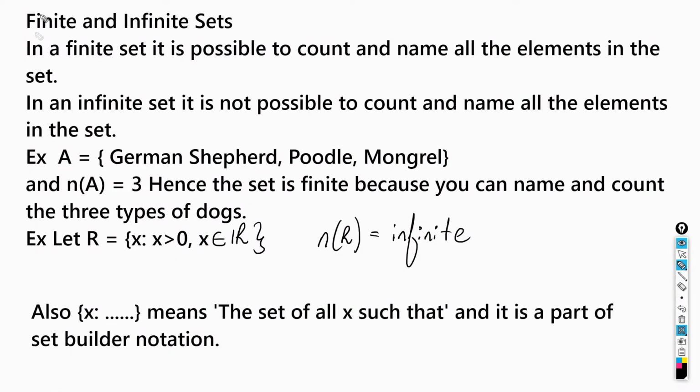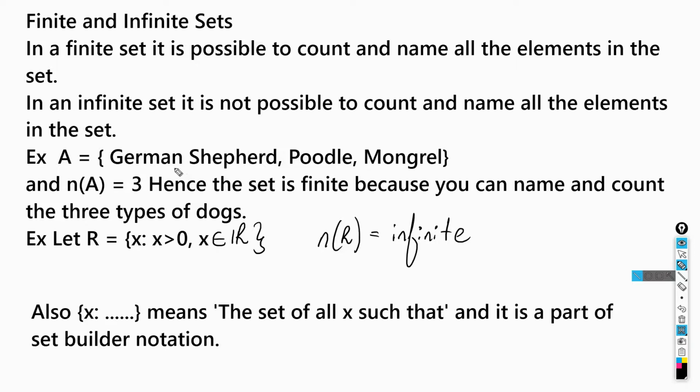Hey guys, what's up? So today we're going to be looking at finite and infinite sets. It says in a finite set it is possible to count and name all the elements in the set. And in an infinite set it is not possible to count and name all the elements in the set. So let's look at this example now.